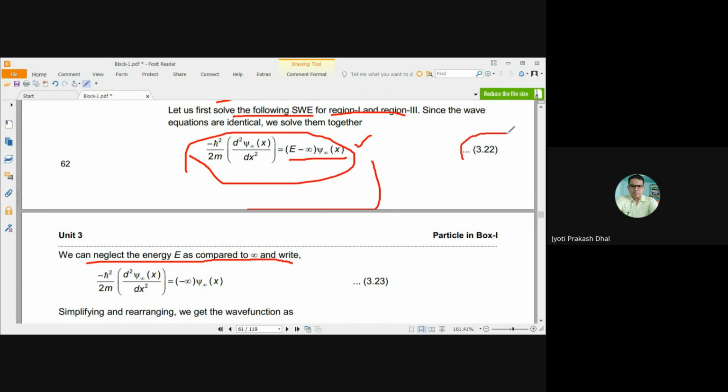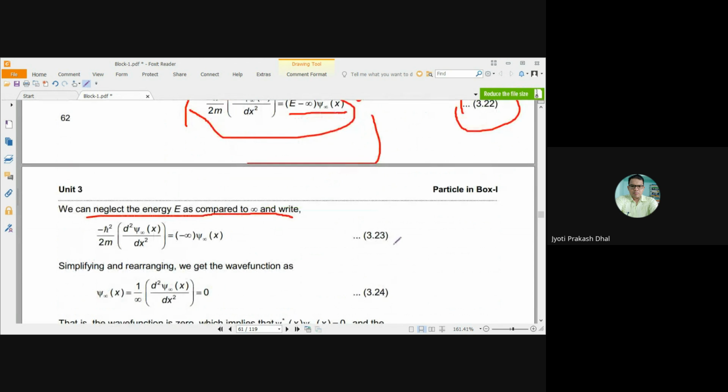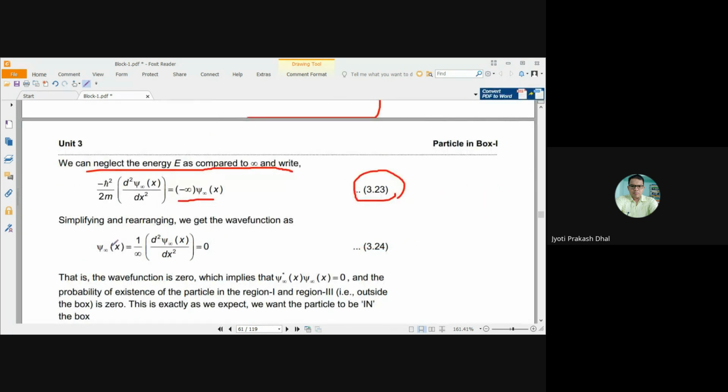So equation 3.22 is converted into 3.23, neglecting the energy E as compared to infinite, and the equation becomes minus h cross square by 2m into d square psi by dx square equals minus infinite psi x. And simplifying and rearranging, we can write psi x equals 1 by infinite d square psi x by dx square. So 1 by infinite will become 0, and 0 into something equals 0.